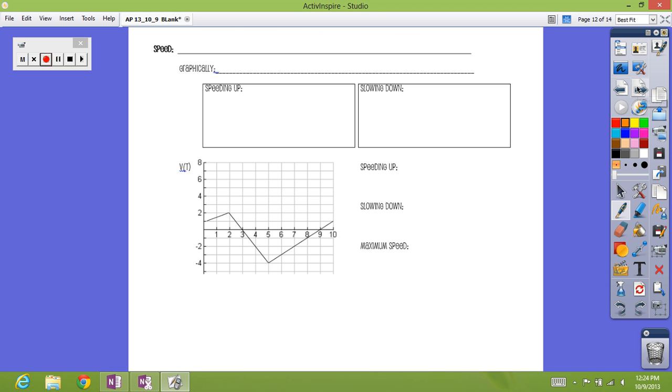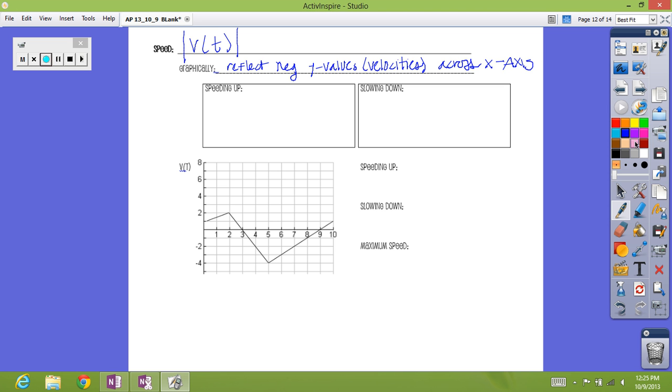Alright, next. Speed graphically. So I didn't get to finish this in class, so I'll probably do one little piece tomorrow. Let's see. So the definition of speed doesn't change. It's still the absolute value. So graphically, how do you do it? You reflect negative y values, velocities, across the x-axis.